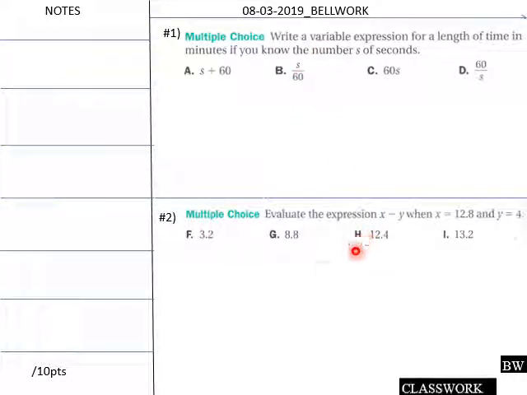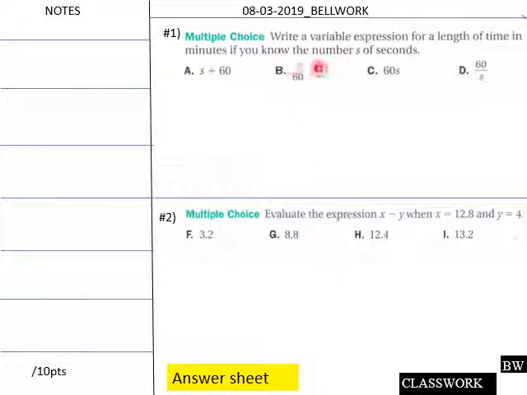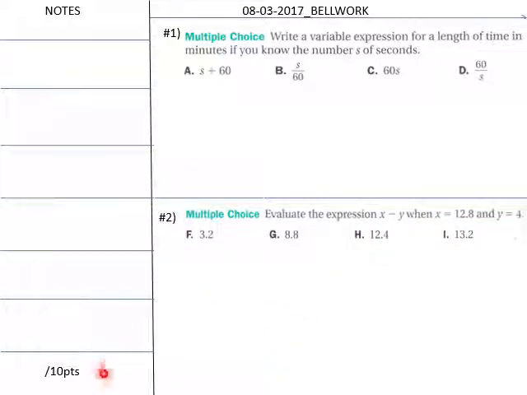Teachers, today's bell work is right here. We have: write a variable expression for a length of time in minutes if you know the number of seconds. So write a variable expression for this verbal model here. And then number 2, evaluate this expression when x equals 12.8 and y equals 4. Give your students 5 minutes for this.